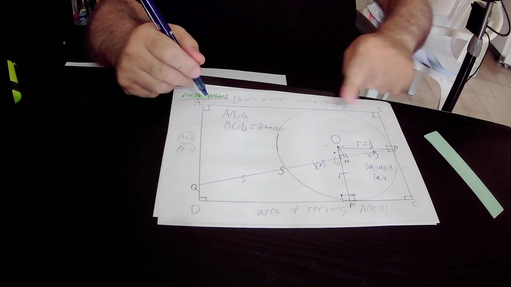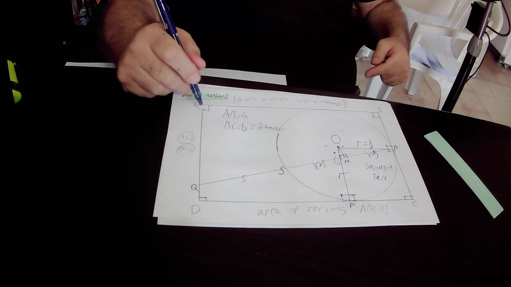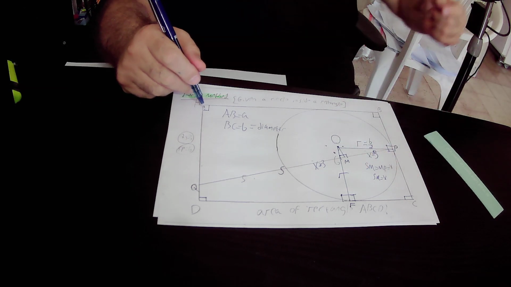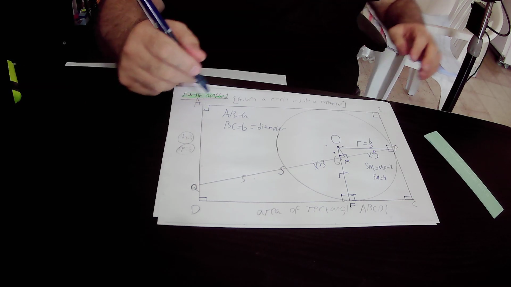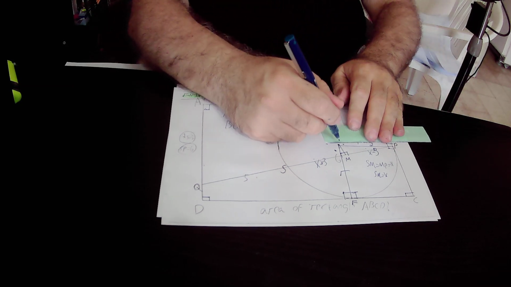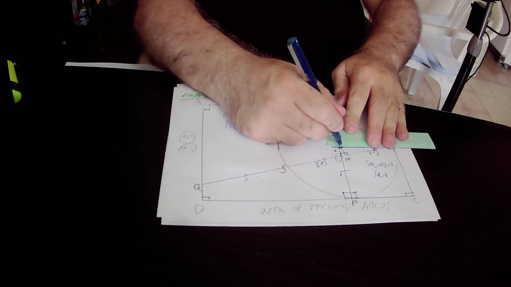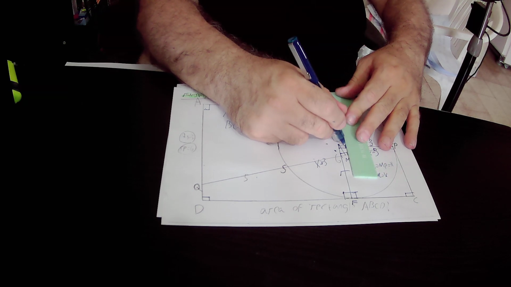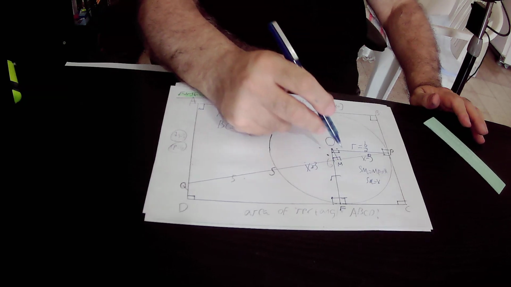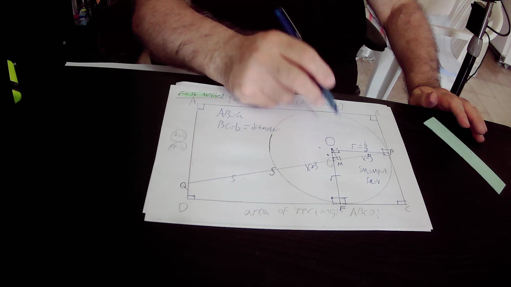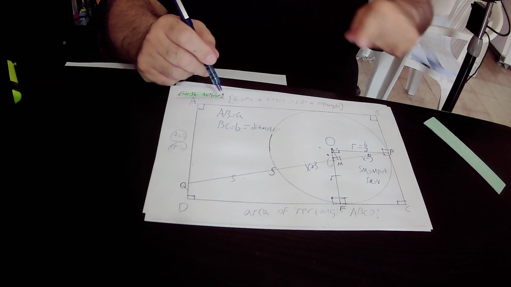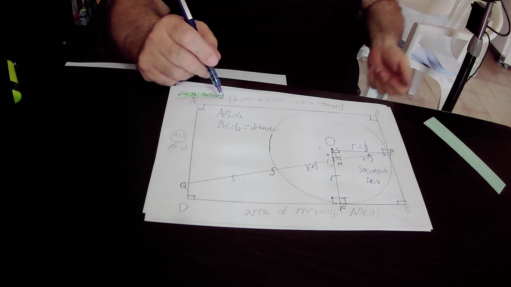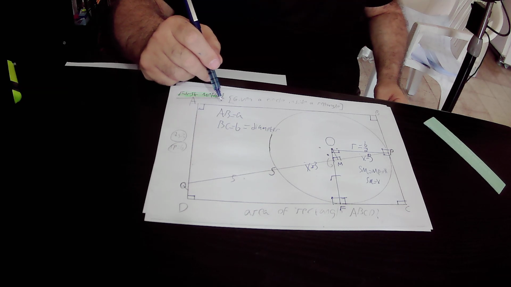In quadrilateral OPFC, we have 1, 2, 3 right angles. Therefore, the fourth angle must also equal 90 degrees in order to complete the sum of the angles in quadrilateral OPFC to 360 degrees. This angle must be equal to 90 degrees. Therefore, actually, quadrilateral OPFC that has 4 right angles must be at least a rectangle, if not a square.